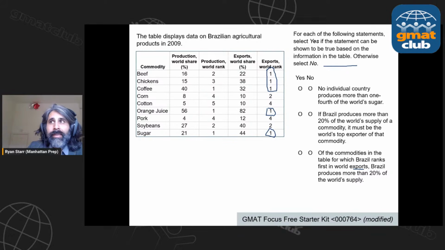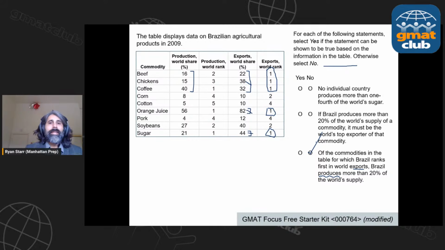What people do is say 20%. Well, let me look at these percents. These are all over 20. This is all over 20. That's over 20. So this is definitely a yes. But the problem there is that the keyword was produces. And so it's not this stuff that we want to be worried about at all. Nope. It's the production world share, where we can see actually that no, they're not all over 20%. And this one would be a no as a result.